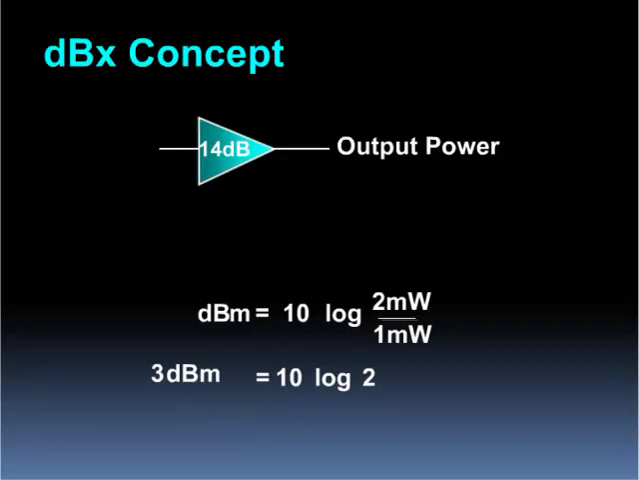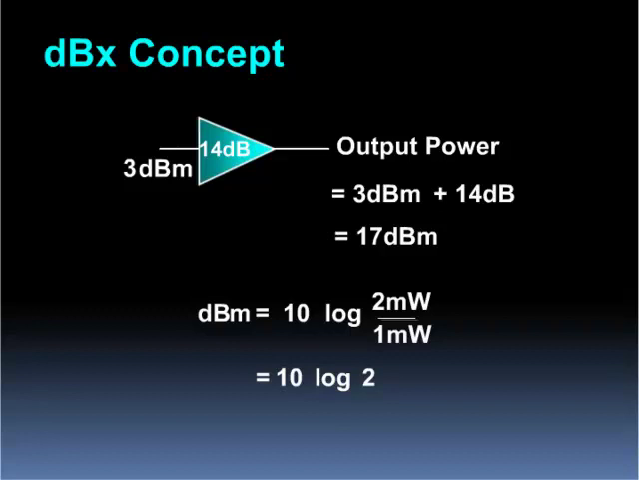Now, we can find out the output power by adding up 3 dBm with 14 dB. The power output in dB scale will be 17 dBm. Therefore, the dBx concept enables absolute measurement to be expressed in dB scale and hence simplifies calculation.